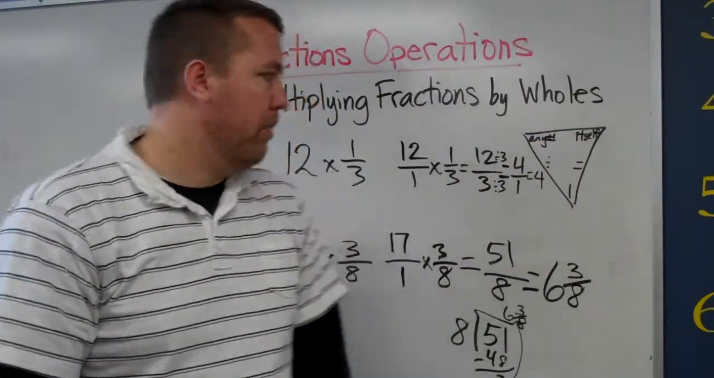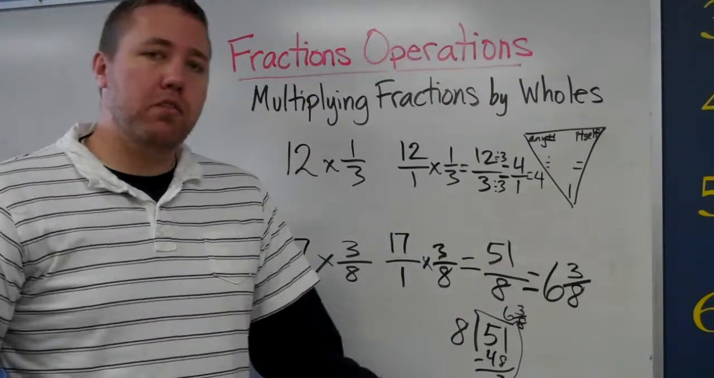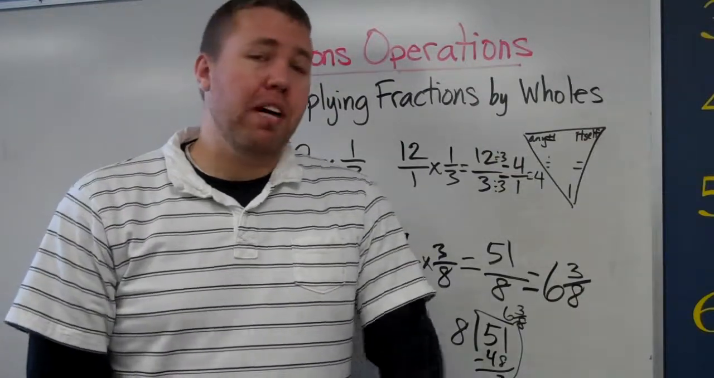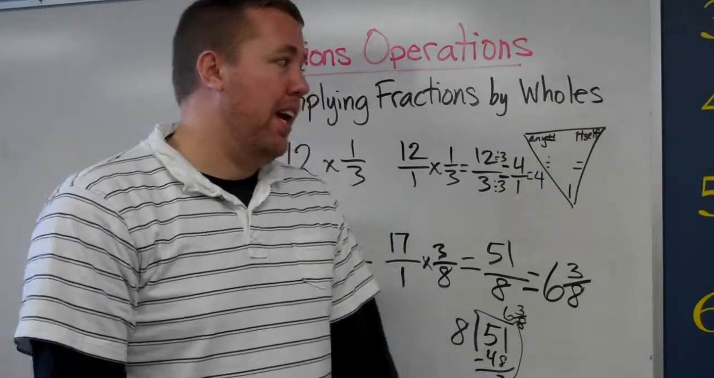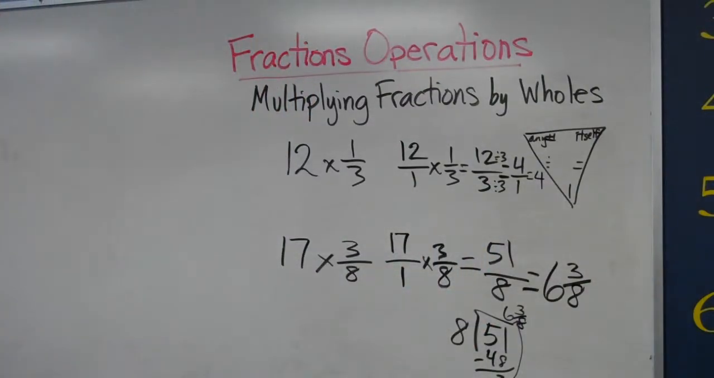over our divisor. So when we are multiplying fractions by wholes, the easiest way is to just make our whole number into a fraction by dividing it by 1 and then multiply straight across. And simplify your answer as needed.